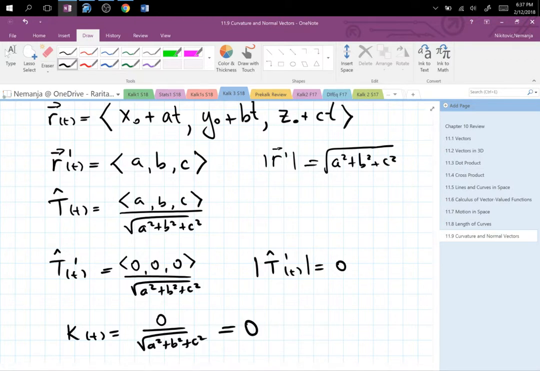As I said, on the exam for the honors section, the question might just say, prove that the curvature of a straight line is 0. You have to know the formula, right, and then work out the argument. So that's the curvature for the straight line.